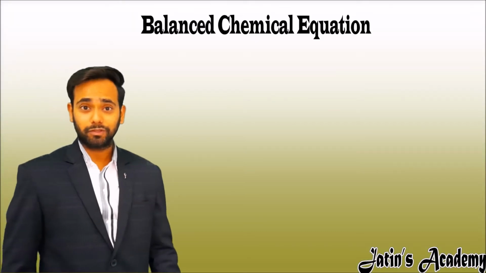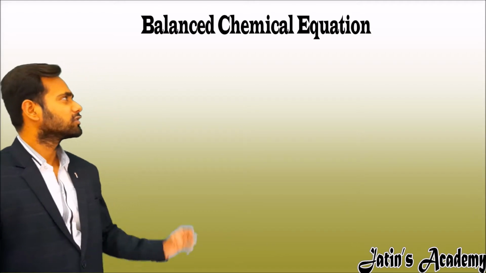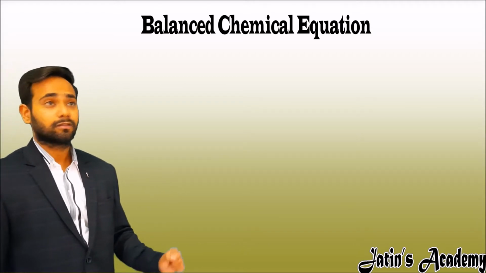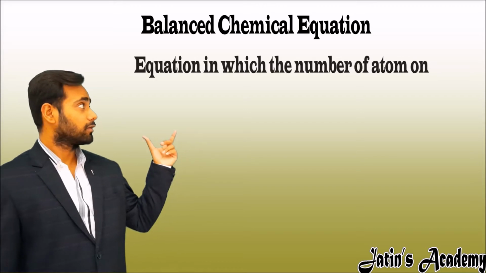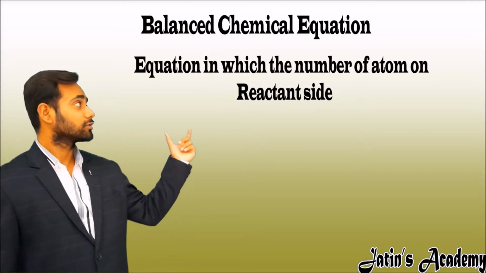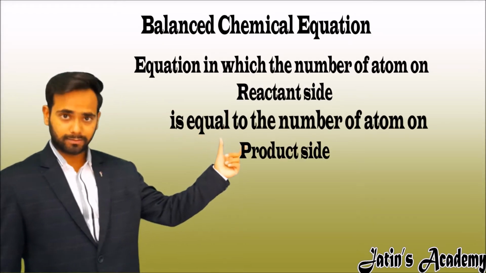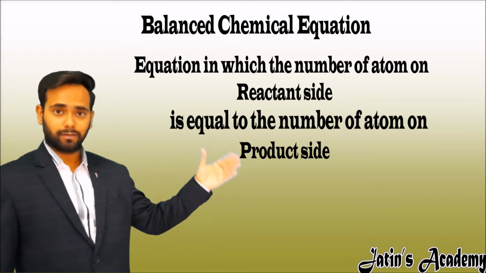Balanced chemical equation, which is the most important topic. Now what is a balanced chemical equation? The equation in which the number of atoms on the reactant side is equal to the number of atoms on the product side. The whole equation will be balanced.